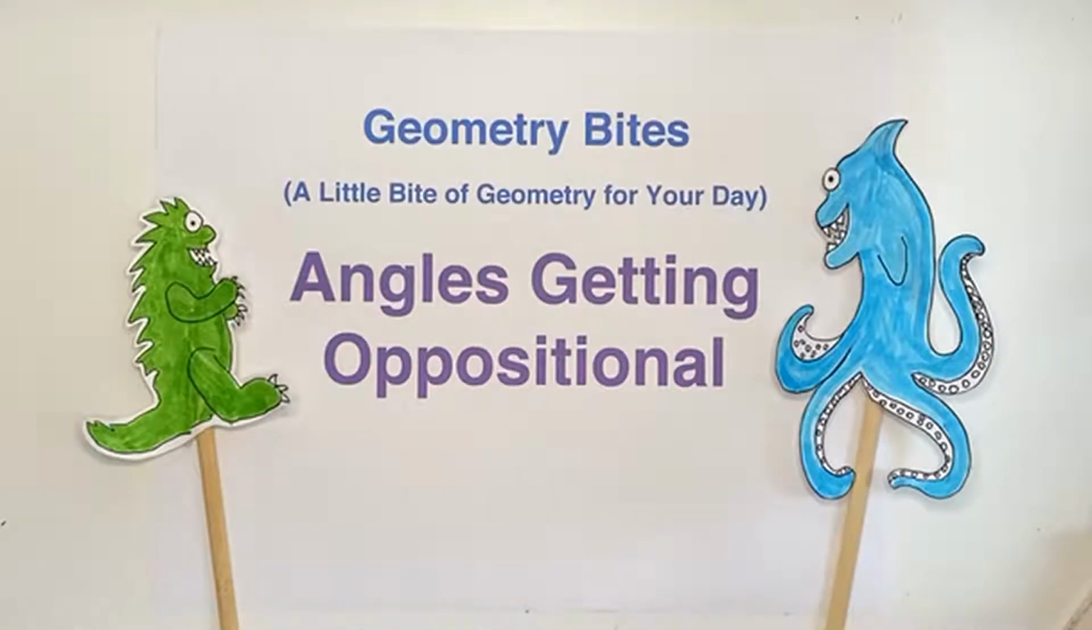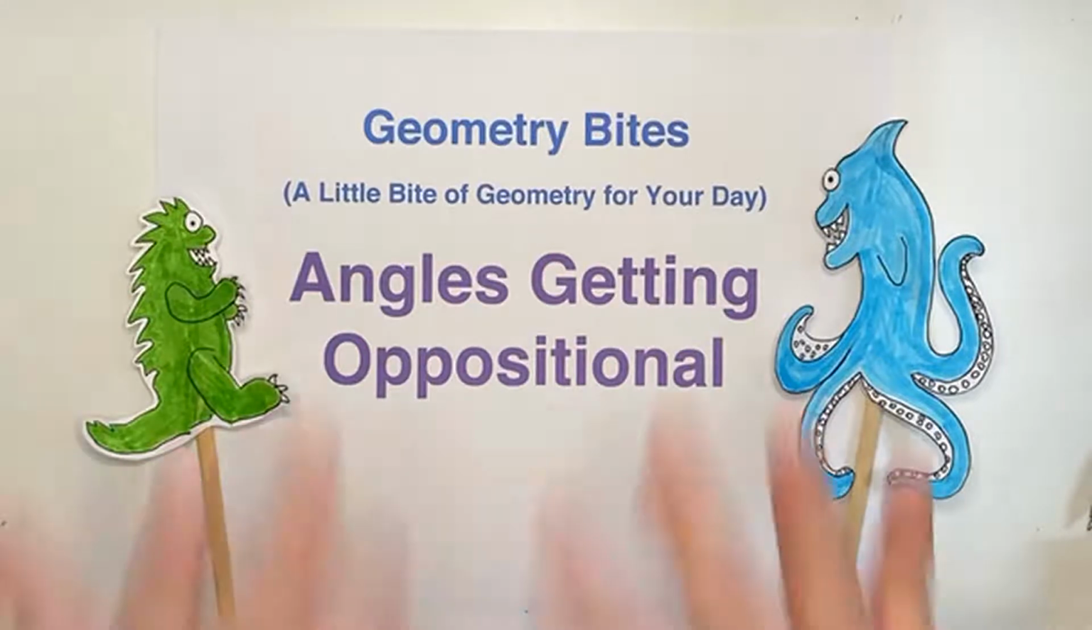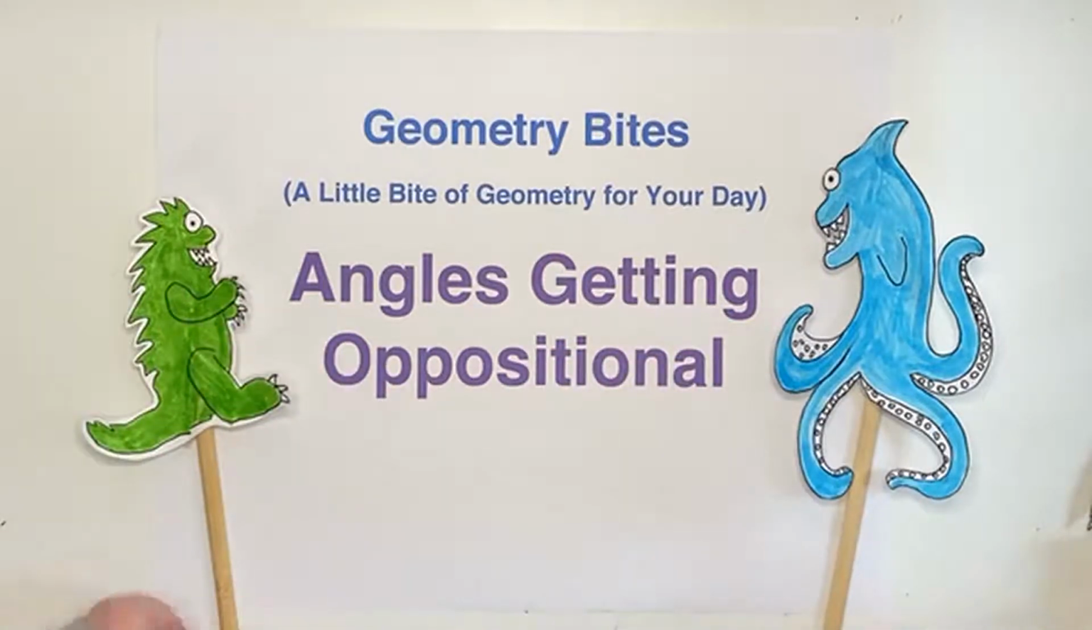And I've got my friends here because it is always more fun to do math with your friends. And we're going to be talking about angles, getting oppositional. So, what does that mean?